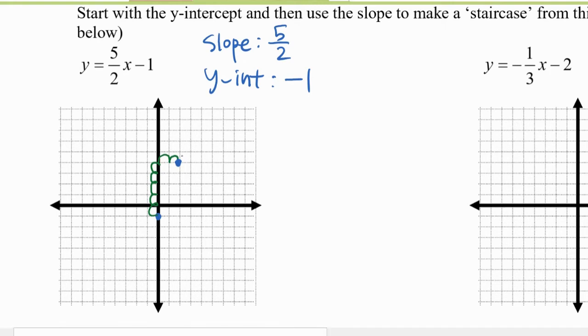Again, rise 5: 1, 2, 3, 4, 5. Run 1, 2. Find another point. So let's do this in both directions. We find another point, and we're going to join the points. Let's join the points, and don't forget to put arrows. Okay, so this is how you find your graph using slope-intercept form.